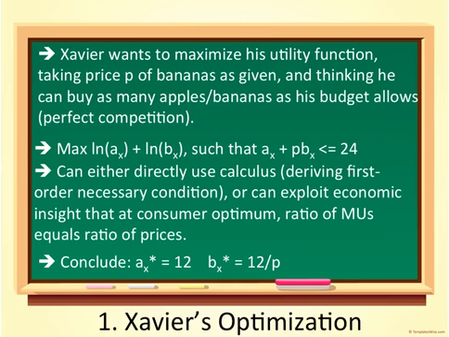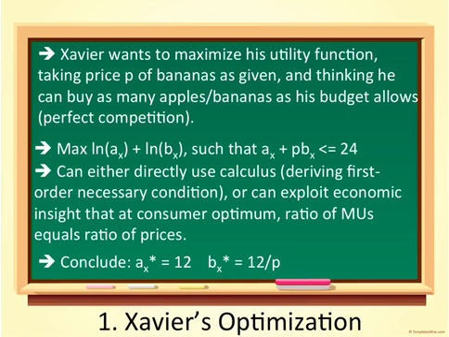We have here derived Xavier's demand functions as a function of P in his original endowment. So what we're saying is whatever P is, Xavier always wants to consume 12 apples. And then how many bananas does he want to consume? Well, it's 12 divided by P. So bananas are variable. That depends on what P is.